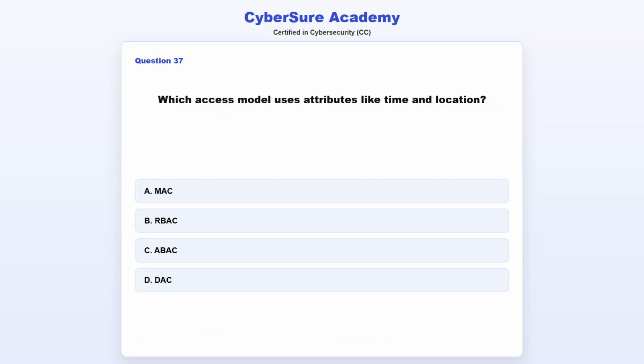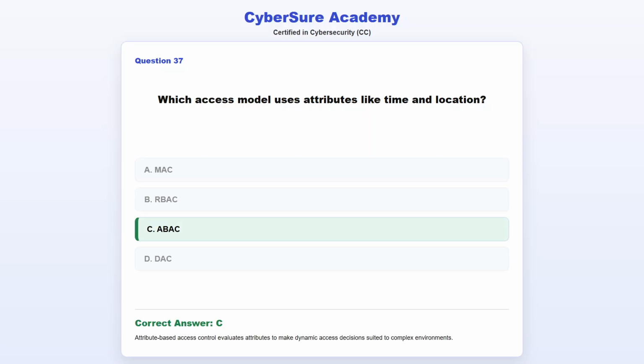Question 37. Which access model uses attributes like time and location? A, mandatory access control, MAC. B, role-based access control, RBAC. C, ABAC. D, DAC, discretionary access control. The correct answer to question 37 is C, attribute-based access control.